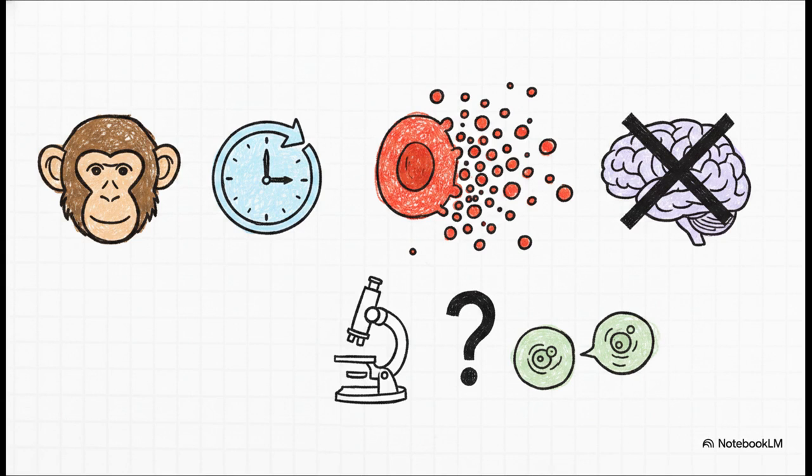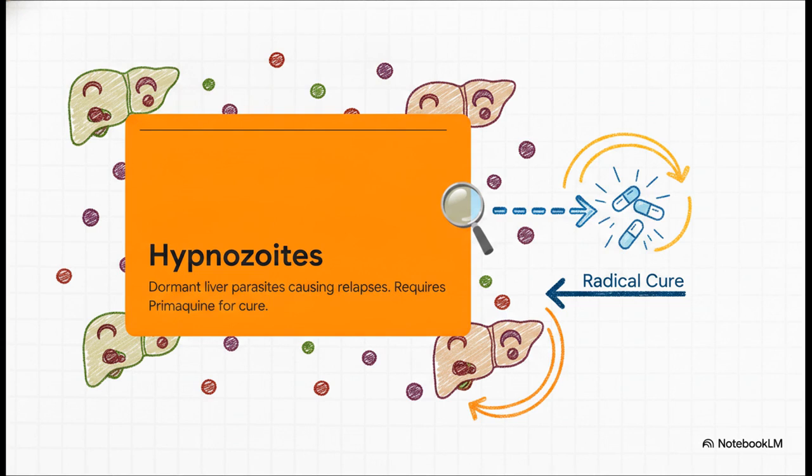malariae under the microscope. Real quick, before we leave this species, we got to talk about the liver. P. vivax and P. ovale have this secret weapon, hypnozoites. These are dormant liver-stage parasites that can cause clinical relapses months or even years after the initial infection. So the crucial takeaway here is that just clearing the blood, that's not enough. You have to achieve a radical cure using primaquine to totally eradicate those hypnozoites.